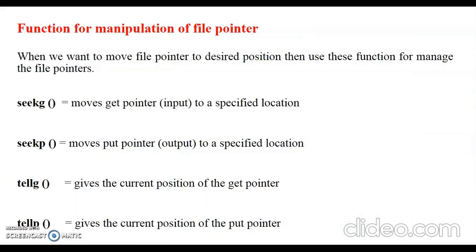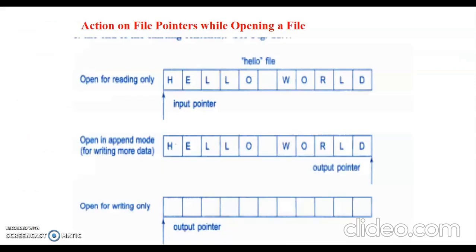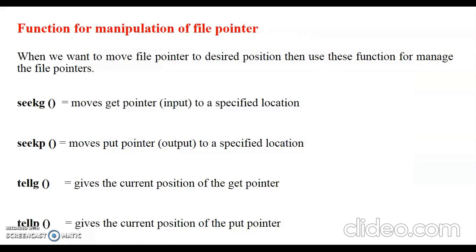Now there are some functions through which you can manipulate the pointer. What do we mean by manipulating? We know the default locations of the pointers. In case of the input pointer, it will be the beginning; in case of the output pointer, if you are opening in append mode, it will be the end. So how can you manipulate these pointer positions? For example, you want to read from somewhere in between in the file. There are some functions with these file pointers that are used to manipulate them.